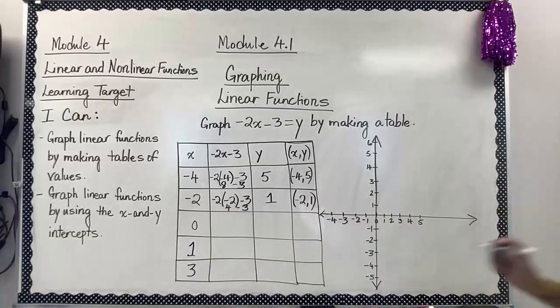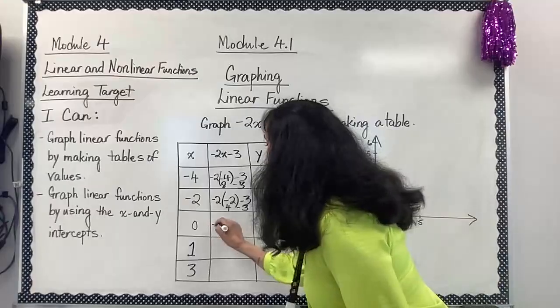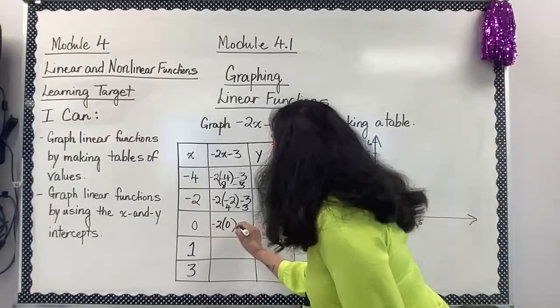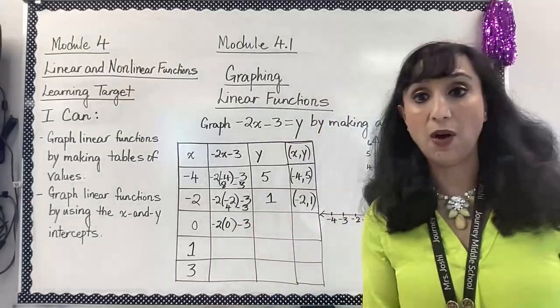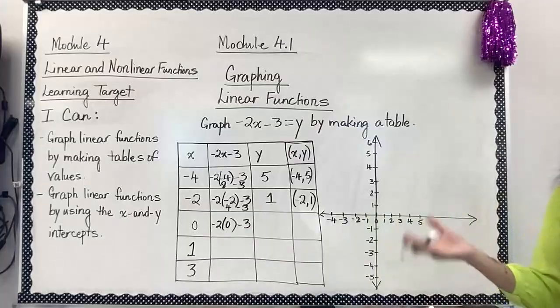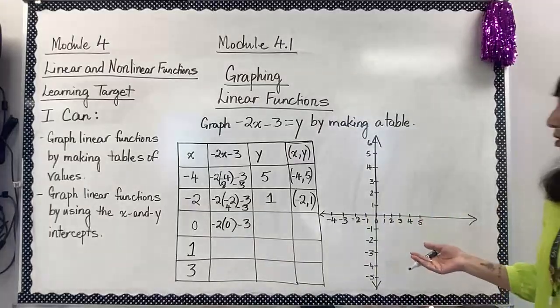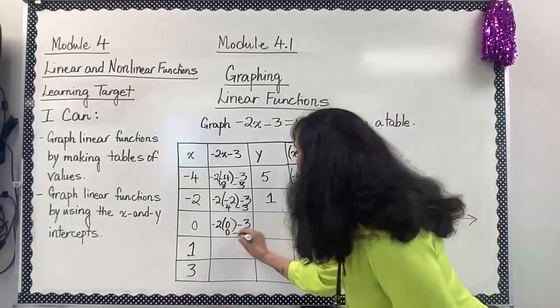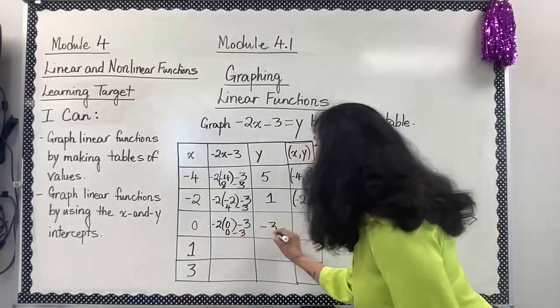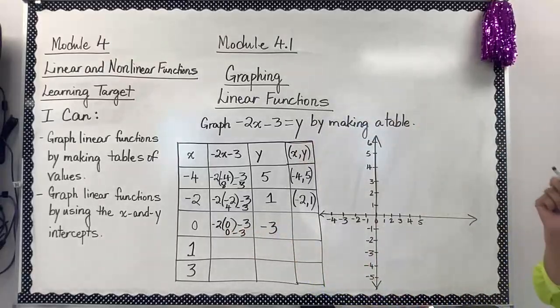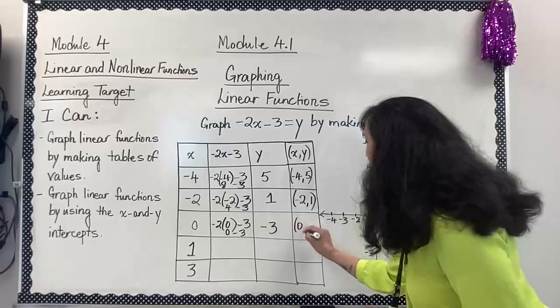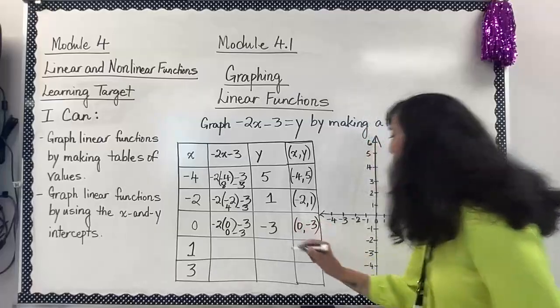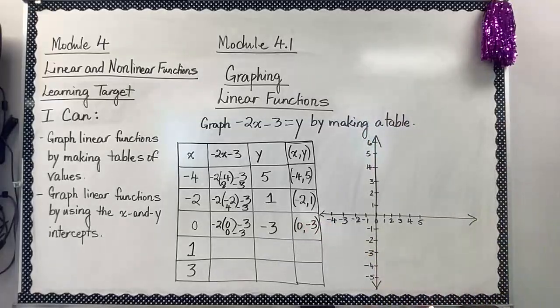Then let's try 0. Negative 2 times 0 minus 3. Anything times 0 is 0. And then I have minus 3. So I get 0 minus 3, which gives me negative 3. So when my x coordinate is 0, the y is negative 3.